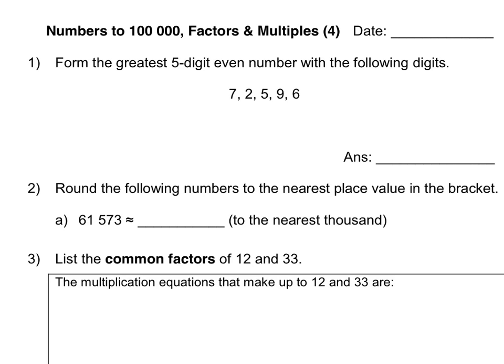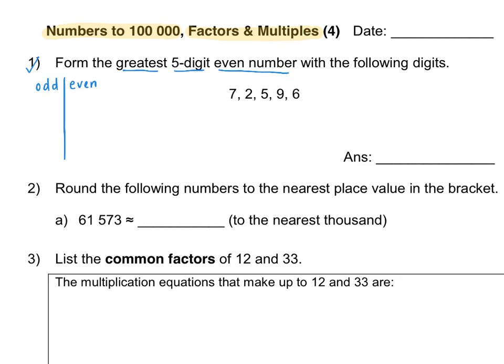Hi everyone. For this worksheet, we'll be continuing on the topic on numbers to 100,000 and the topic on factors and multiples. Let's take a look at the first question, question number 1. Form the greatest 5-digit even number with the following digits. To answer this question, we need to know what are the odd and even numbers.